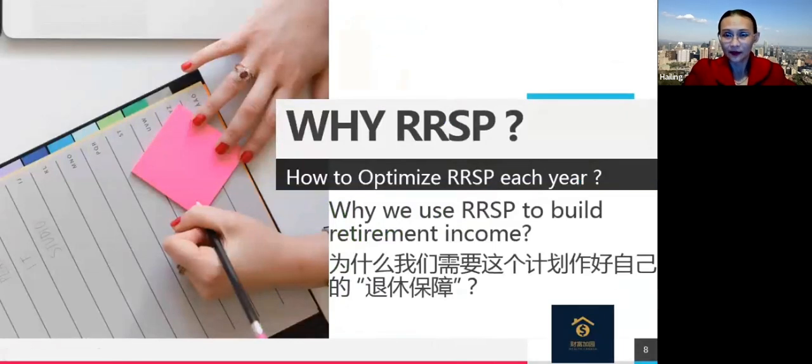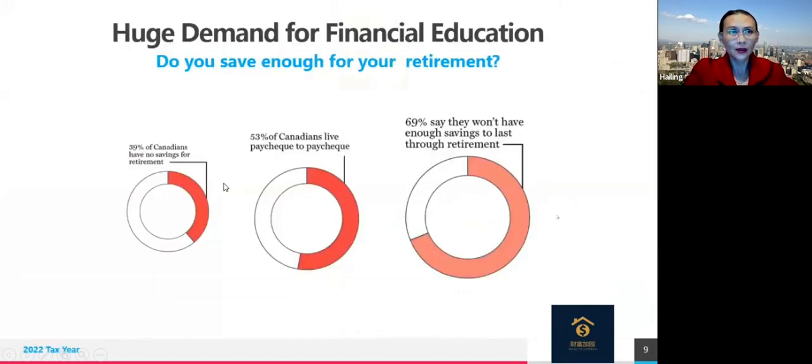And why RRSP? So we say, wow, what's the benefit there, right? We also would like to know how to optimize RRSP each year. So here I'm going to show you the strategy: why we need to use RRSP. Let's look at retirement out there, okay? A lot of people, we do need to ask ourselves one big question: do I save enough money for my retirement, right?